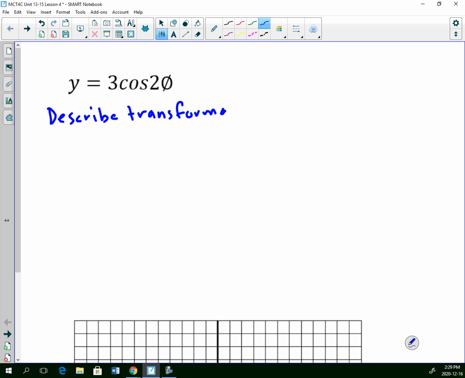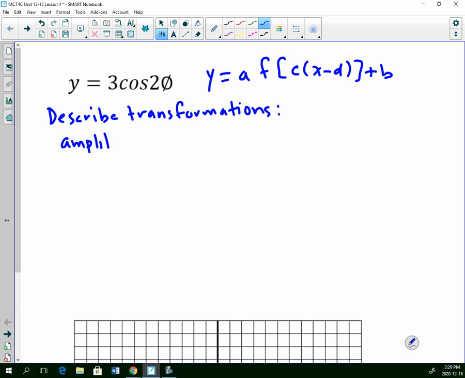It might ask you, what's the amplitude? What's the period? Is there a vertical shift? Is there a horizontal shift? So remember that transformations are in general. The number at the beginning is a vertical stretch, which is the amplitude. So we can state the amplitude of the graph is 3. Any number that is added at the end is a vertical shift. We don't have one, so we don't need that one. So this is a vertical stretch. This is a vertical shift.